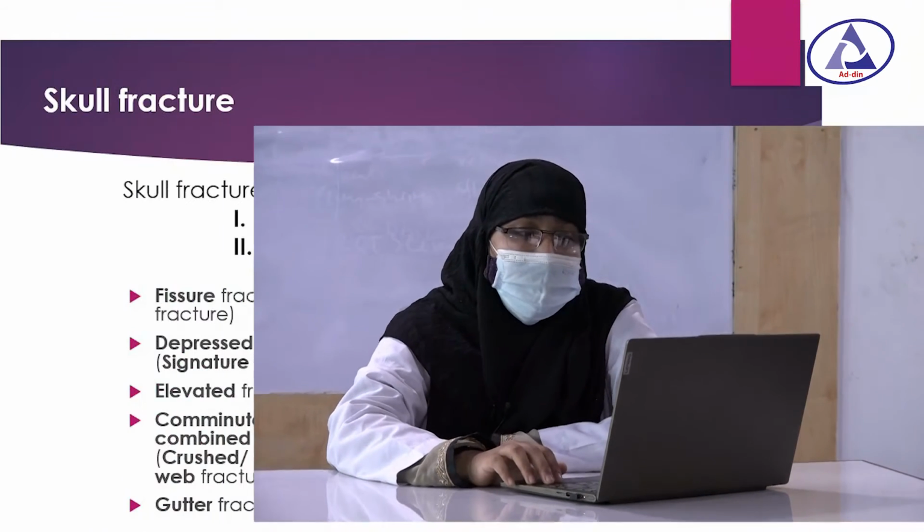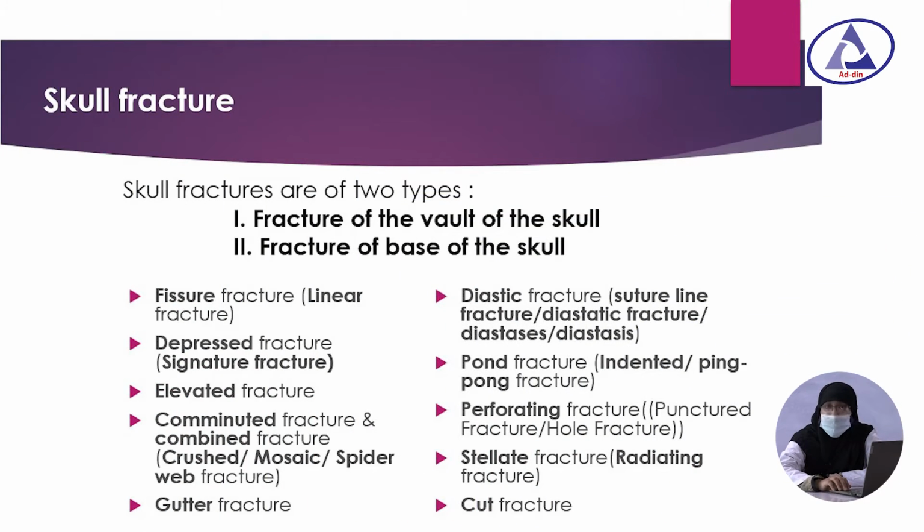Today, we'll continue the discussion from our previous lecture on regional injury, as we have completed before the skull fractures. Again, skull fractures are divided into two types: fracture of the vault of the skull as well as fracture of the base of the skull. In case of the vault of the skull, there are commonly fissure fracture, also termed linear fracture, depressed fracture, commonly said signature fracture, elevated fracture, comminuted fracture, when combined is crushed, or mosaic pattern called spider web fracture, gutter fracture, pond fracture, commonly in children also termed indented or ping pong ball fracture, perforating fracture, stellate fracture, that is in a radiating manner or also termed radiating fracture, cut fracture, and finally diastatic fracture, that is along the suture line of the skull, also termed diastasis.